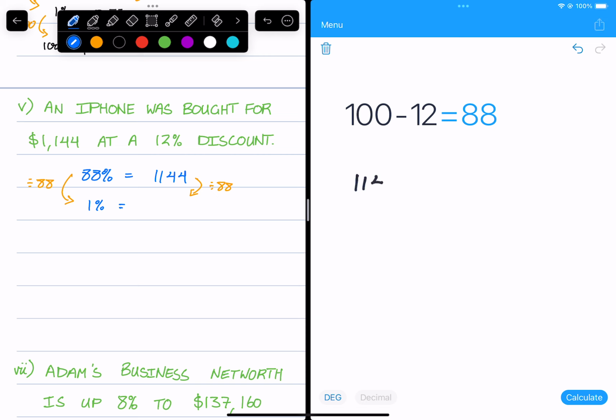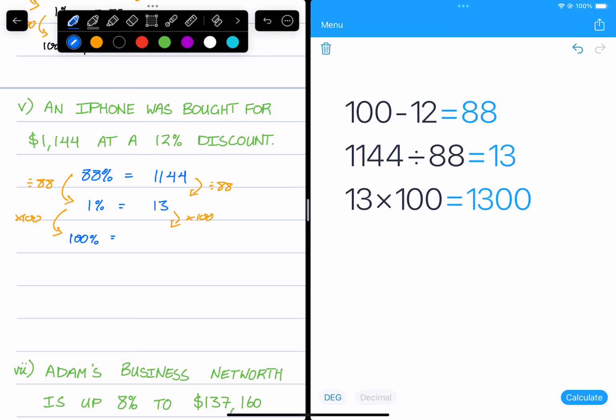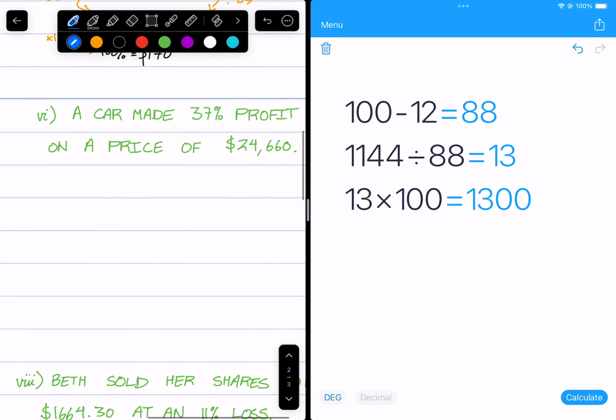So 1144 divide 88. This gives us 13. And from here we want to find the original amount, finding the 100%. And we do that by multiplying by that 100. So 13 times 100, $1,300. And so the original amount was $1,300. Let's move on to the next one.